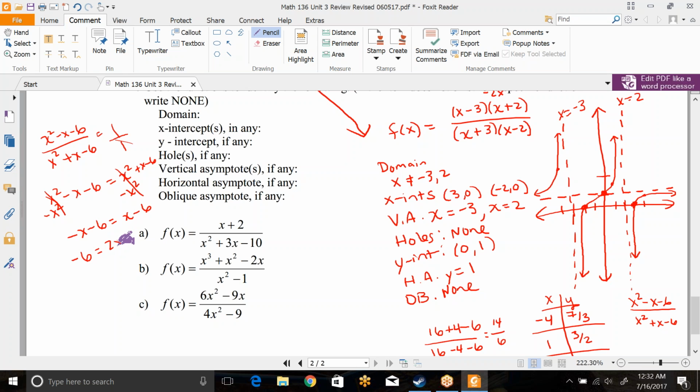So that would be 2x minus 6, add the 6 over. That's 0 equals 2x, divide by 2. Notice I was able to solve this for x. There actually was an x at the end.